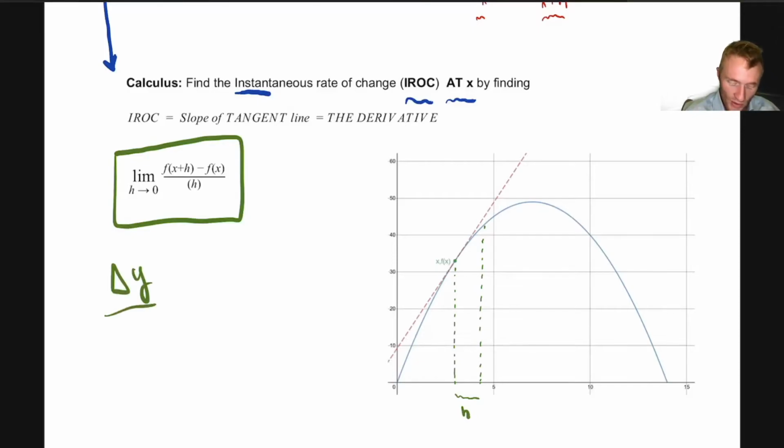Basically, it's what is the slope, what is change in y over change in x as change in x heads to 0. Basically, keep finding the slope of closer and closer secant lines until you've basically got to the tangent line. Just keep bringing those lines in closer and closer.